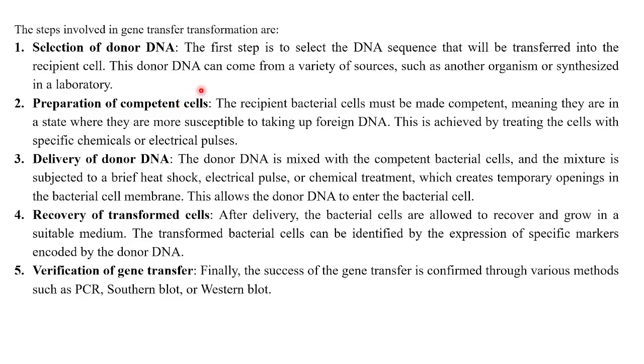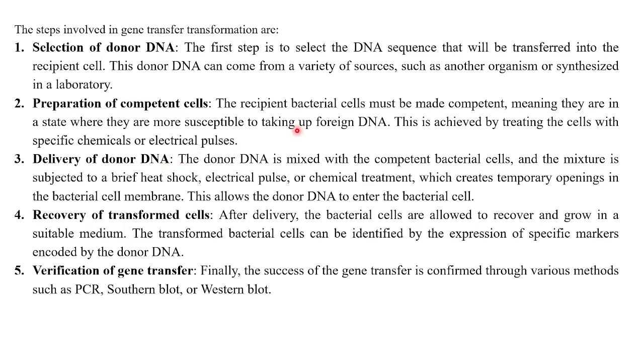Preparation of competent cells. So this is the next step where the recipient bacterial cells are made competent. That means the bacterial cells which are supposed to receive the DNA are made more susceptible to take foreign DNA. That means a normal bacterial cell will not take the DNA which is present outside. Now, by using some techniques like the chemical or electric techniques, we are going to make the bacterial cell competent so that it becomes more susceptible to uptake the DNA which is present outside the cell. So that is the second step. So this is where our gene transfer techniques are used.